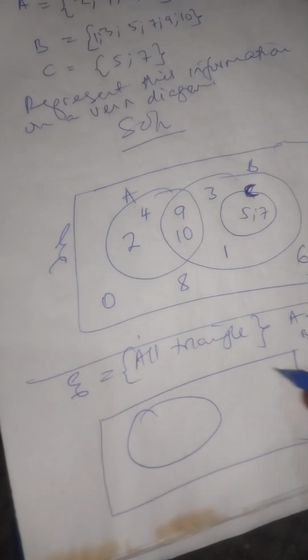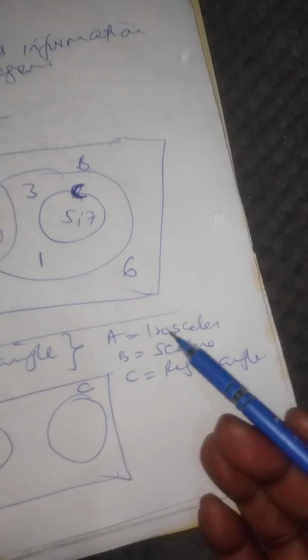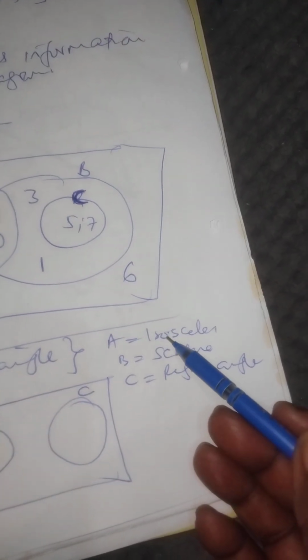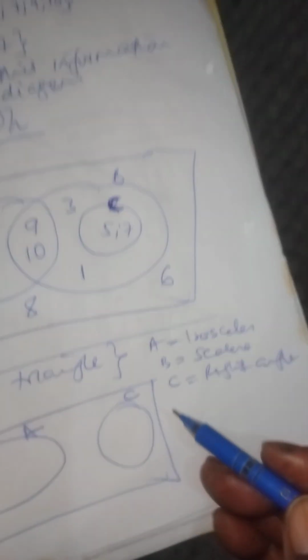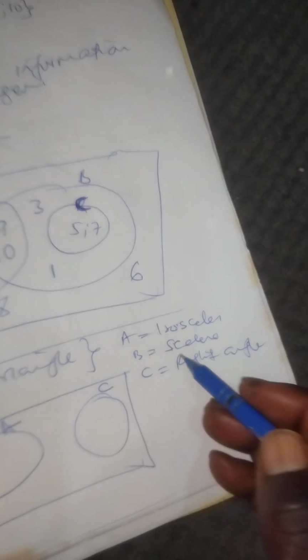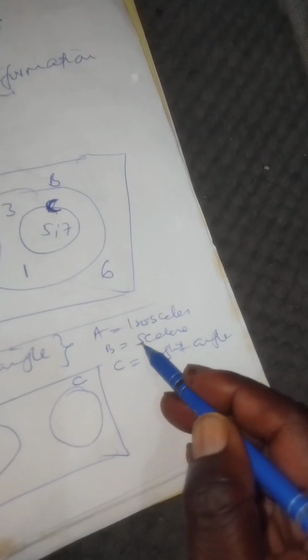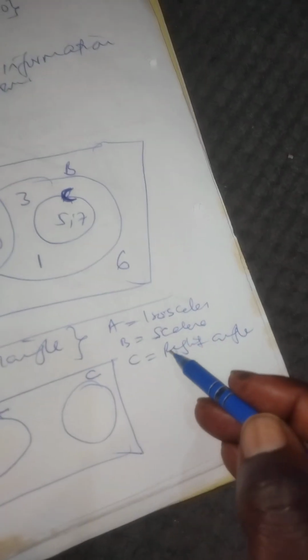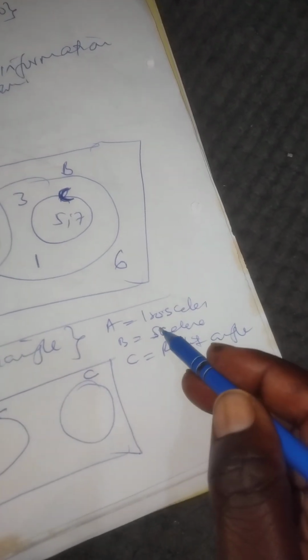Is it fine? So set A and set C, they are disjoint like this. But between B and C, it means C can be scalene, because some right angle triangles can be scalene. Some right angle triangles can be isosceles, like this.